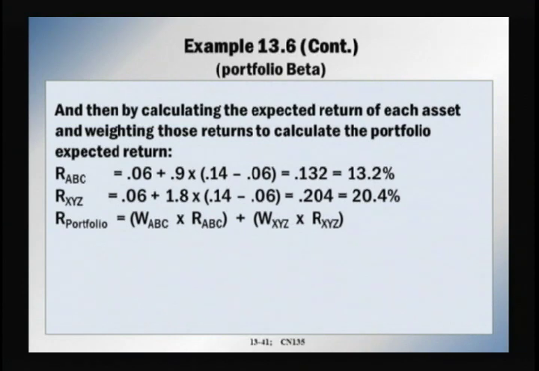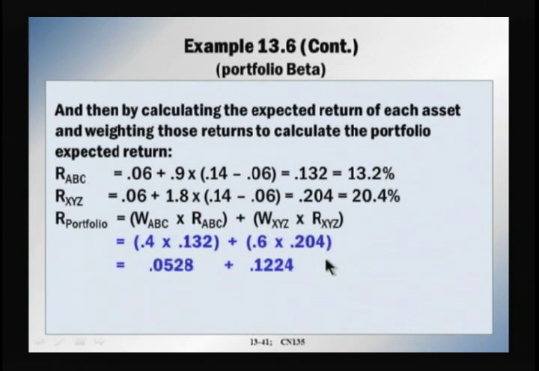Our portfolio has 40% of our investment in ABC, and that's expected to produce a return of 13.2%. And the remaining 60% that we invested in XYZ, we expect to return 20.4%. So our portfolio return is the weighted average of the returns of those two stocks. Thus, we expect the portfolio to produce a return of 17.52%. We got that by taking a weighted average of the expected returns of the two stocks.